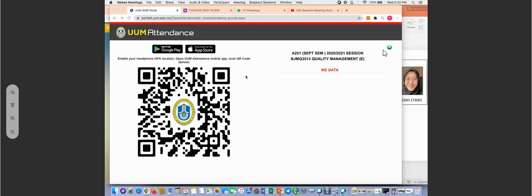Okay. Can you see this? You can scan your attendance. If there's no question, you can leave after you scan. Can you see the QR code?